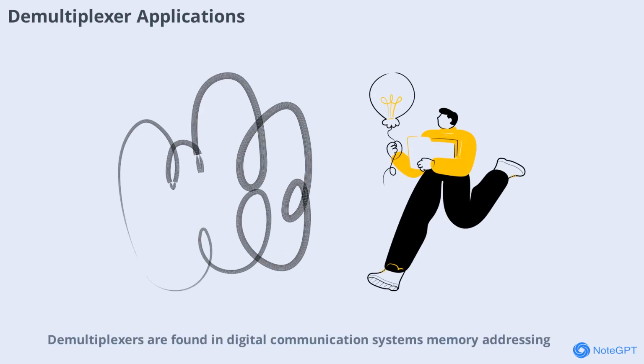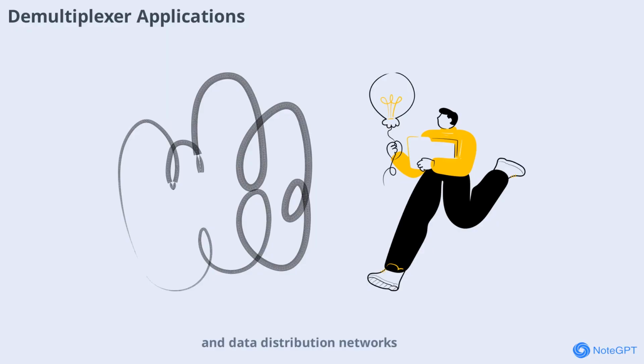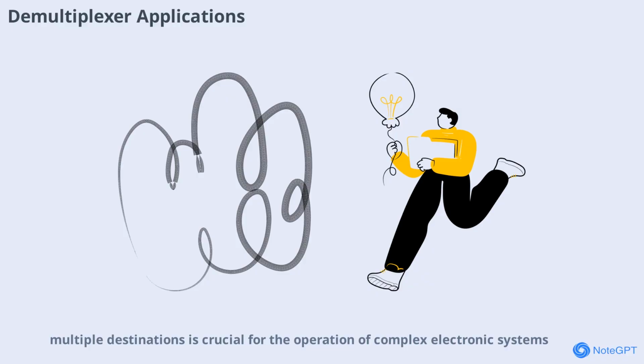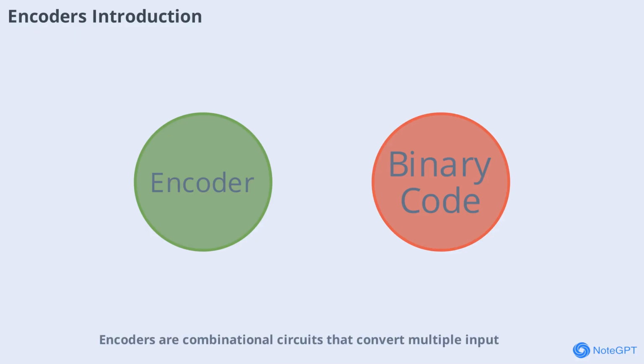Demultiplexers are found in digital communication systems, memory addressing, and data distribution networks. Their ability to efficiently direct data from a single source to multiple destinations is crucial for the operation of complex electronic systems.